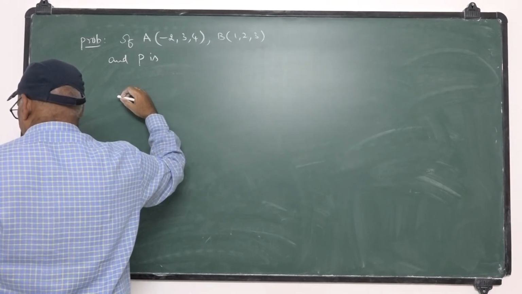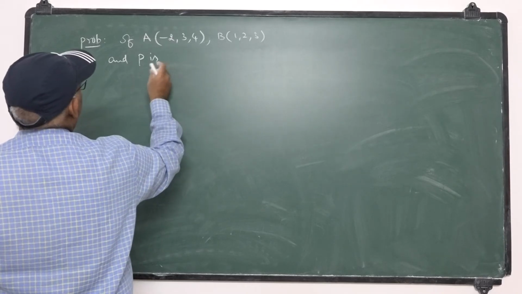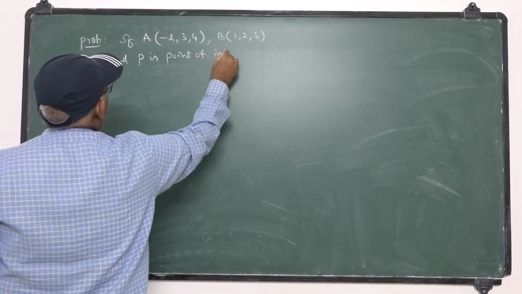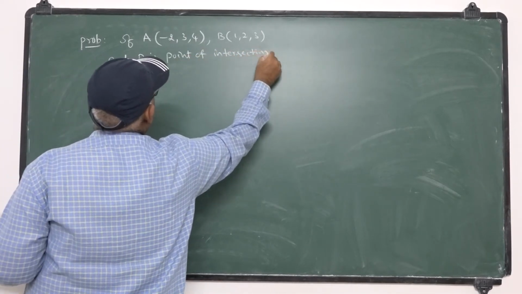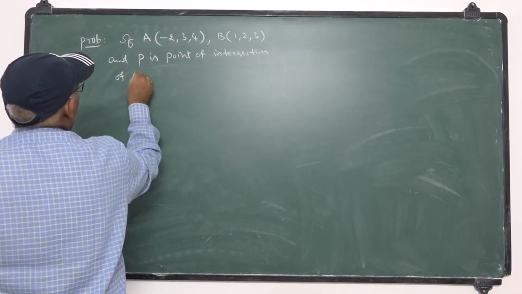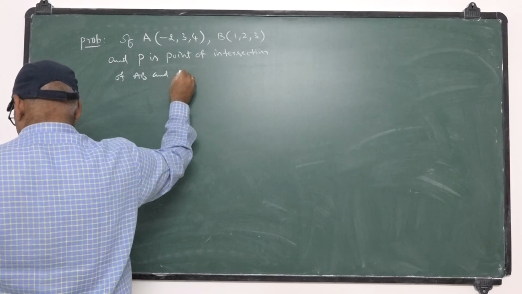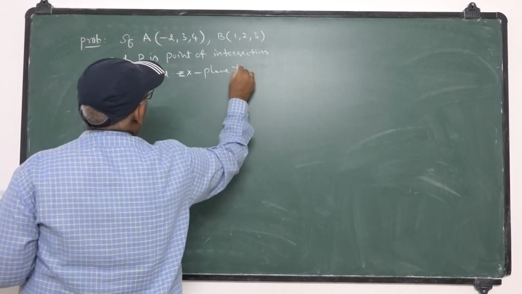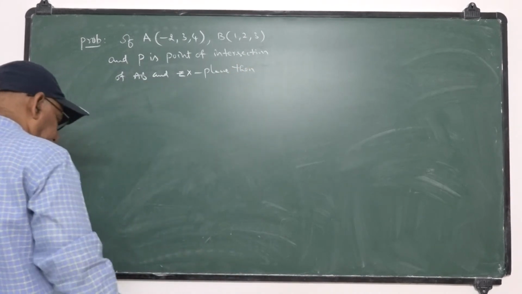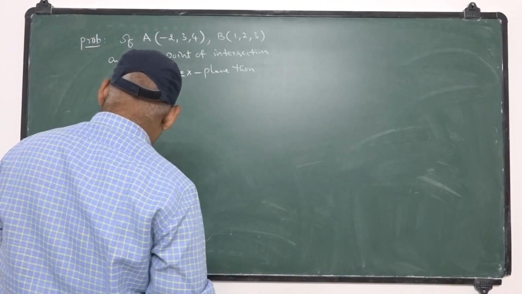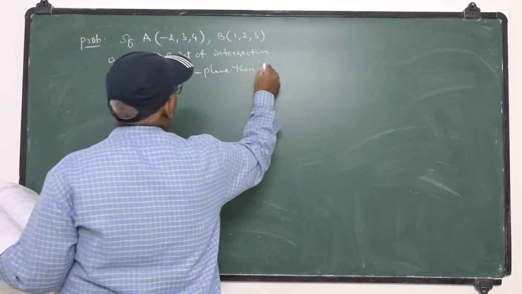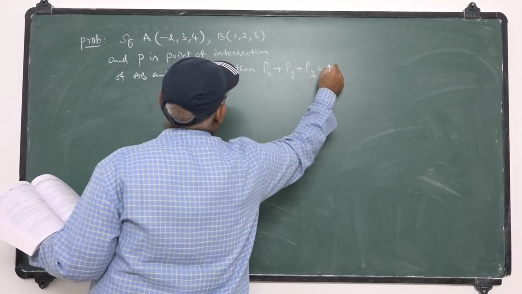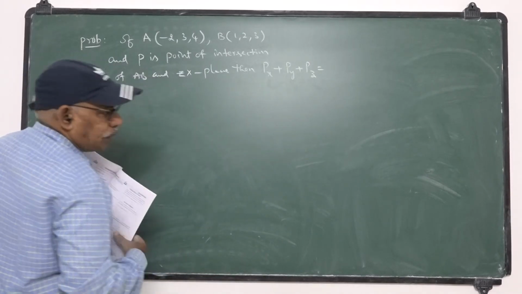Of intersection of AB and the ZX plane. P is the point of intersection of AB and the ZX plane. Then find the coordinates of P.